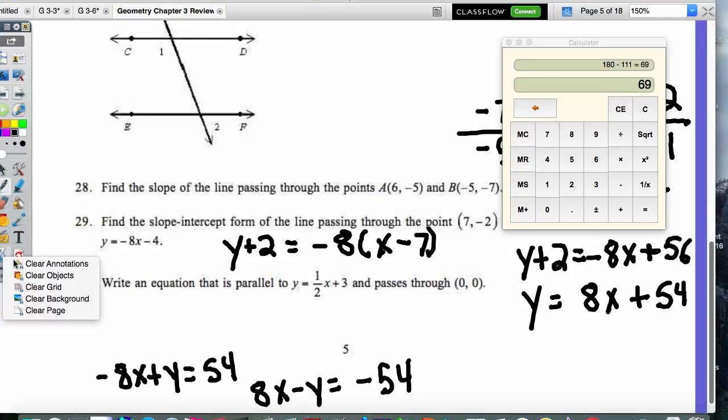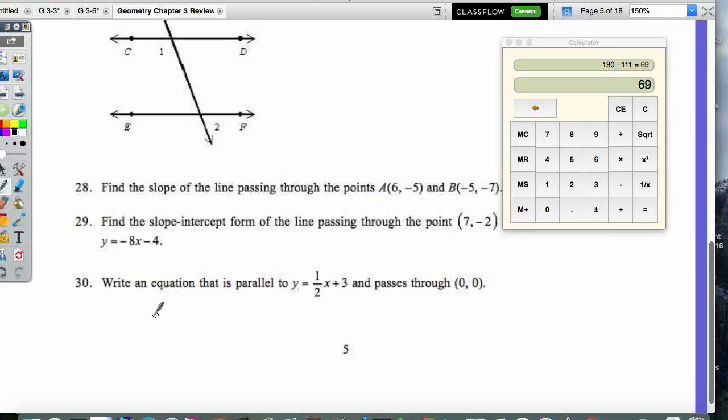We're going to do one more of these. Write an equation that is parallel to y equals 1/2 and passes through 0, 0. Well, actually right there, they've given you the y-intercept. If it's going through 0, 0, you should remember from past grades that it's going through the origin, that it's a proportional equation. So it has no y-intercept, so it's y equals 1/2 x.